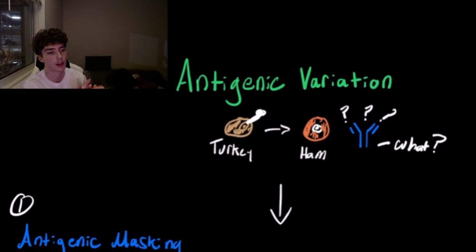Okay, so today I'm going to be talking about antigenic variation. Typically, I'm going to be talking about antigenic masking and antigenic mimicry. This is different from antigenic drift and antigenic shift, which I had talked about in a previous video.